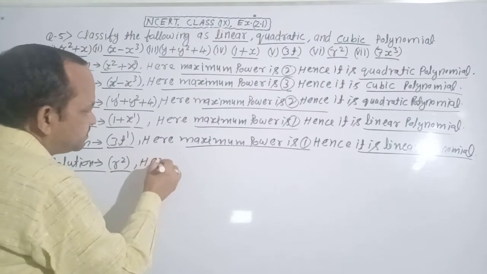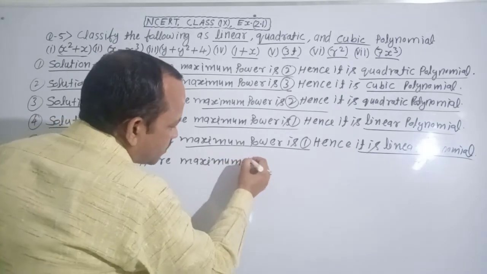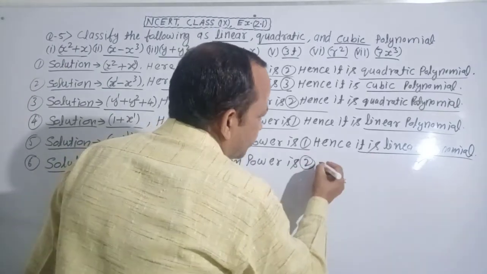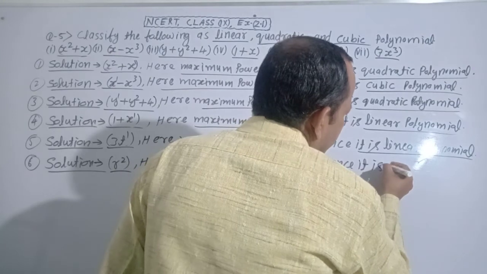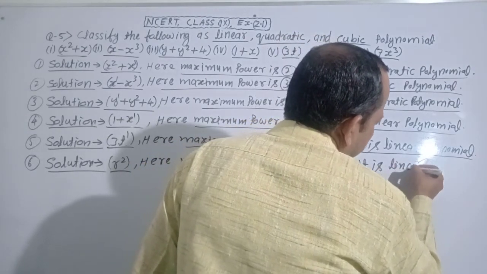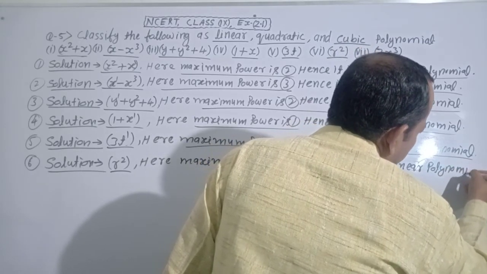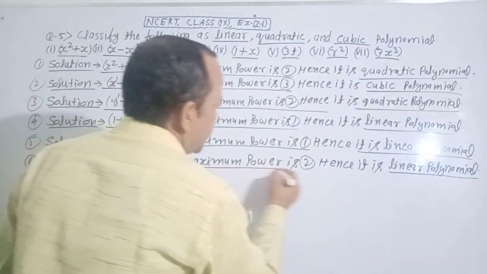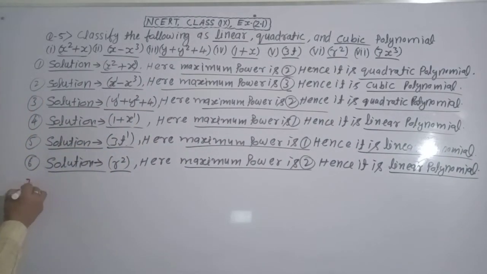Here the maximum power is 2, hence it is a quadratic polynomial. Hence it is a quadratic polynomial. Is it clear? Next question. Solution.